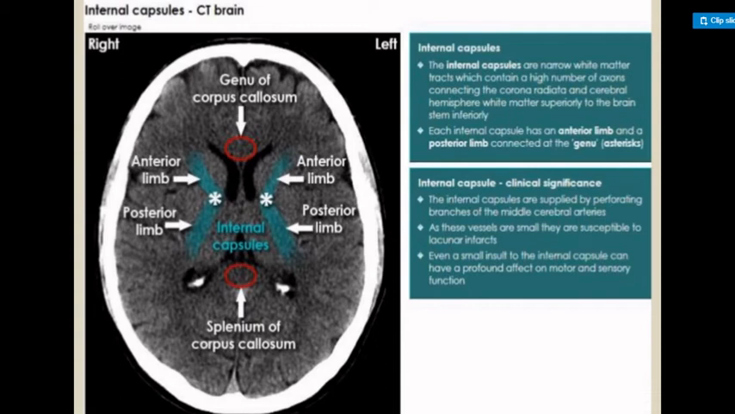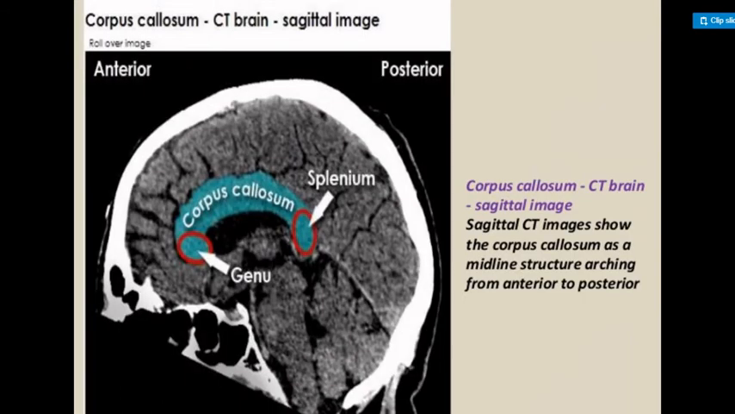Internal capsule clinical significance. The internal capsule is supplied by perforating branches of the middle cerebral arteries. As these vessels are small, they are susceptible to infarction. Even a small insufficiency to the internal capsule can have a profound effect on the motor and sensory function in this region.